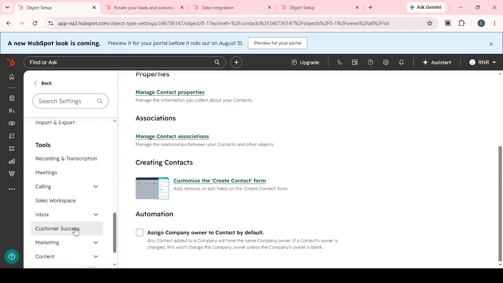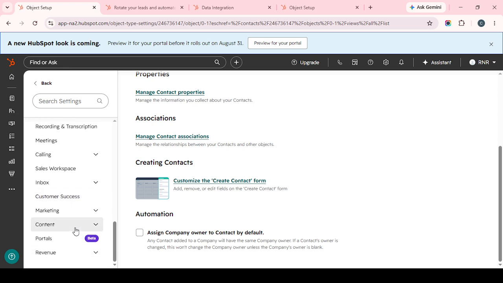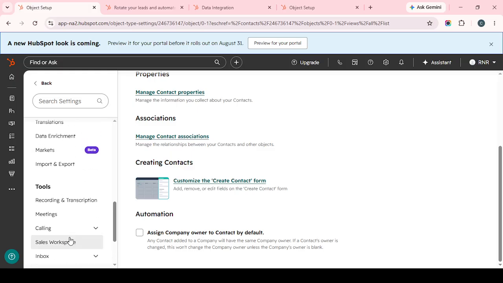Next, assign ownership metrics to the right sales pipelines or staff profiles. This step determines who or what the goal applies to, so it's worth checking carefully before moving on.